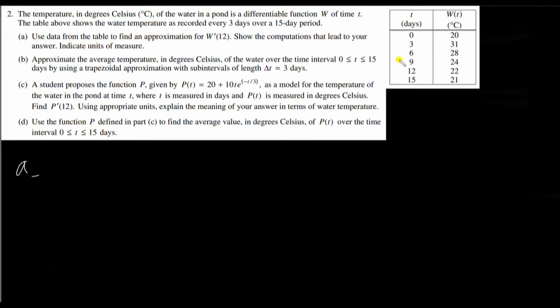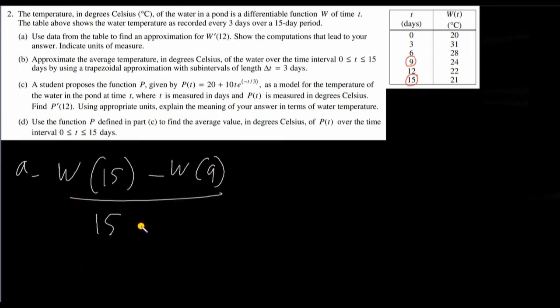Okay, so to find an approximation for w prime of 12, we need to look at the average rate of change between two values on the chart. You could use any two values. I think the most accurate way would be using 9 and 15. And the theory is that if we take the average rate of change between 9 and 15, since 12 is right in the middle, this approximation of the average rate of change is going to be a pretty good approximation of the instantaneous rate of change at 12, or w prime of 12, which is what we want, right? So the way we're going to do this is to find the average rate of change between 9 and 15. That's going to be w of 15 minus w of 9 over 15 minus 9.